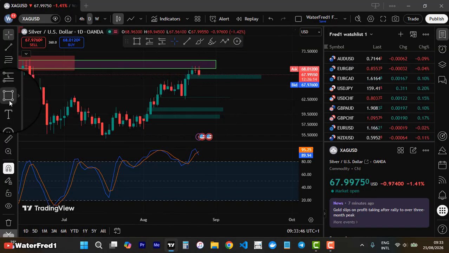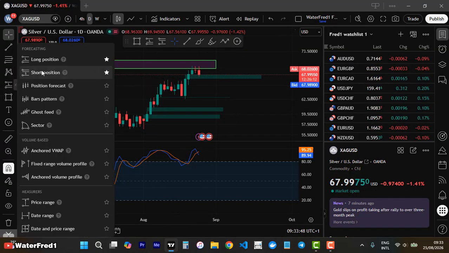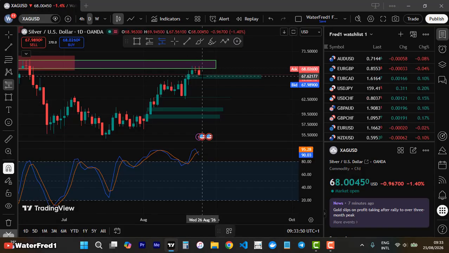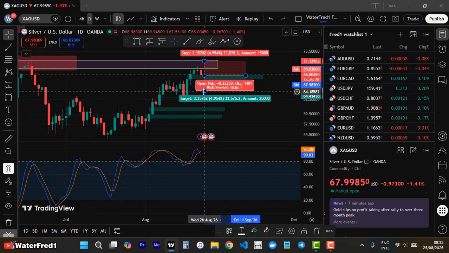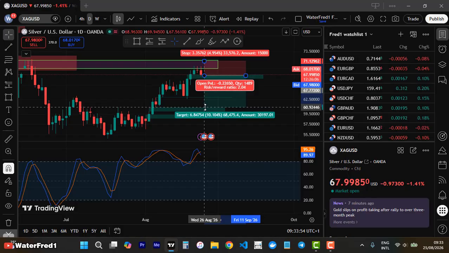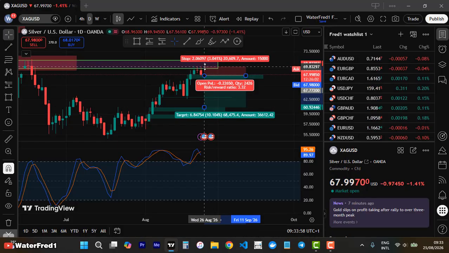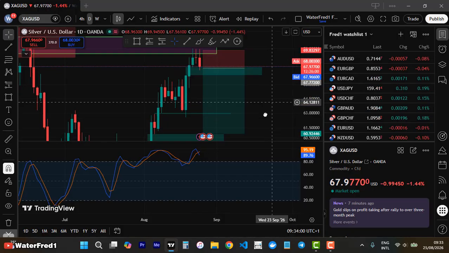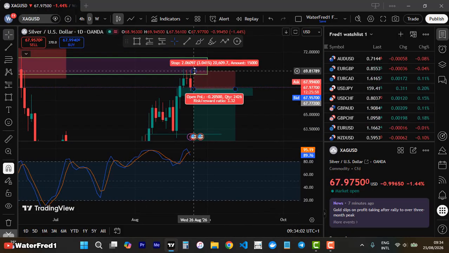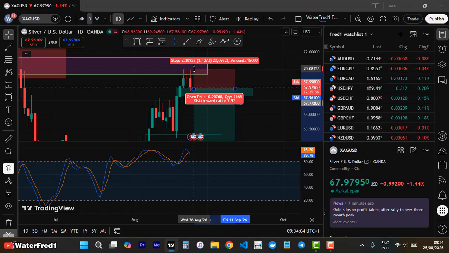And when it's falling, I'll be targeting here. Let me just do this short. I'll do something like this, and I'll go this way. I can take my stop loss here. You can see, something like this.